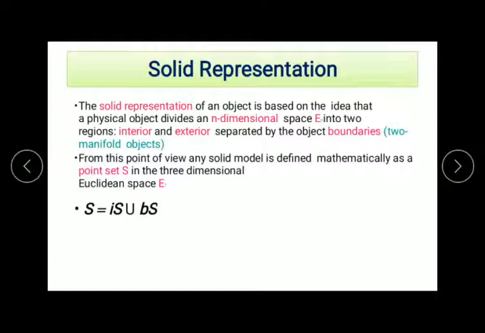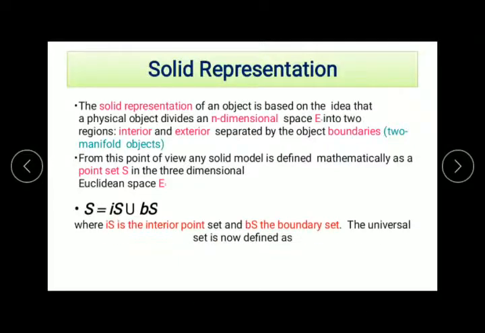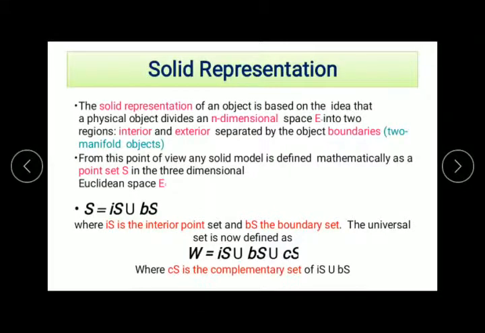That's why S, which is equal to the solid, is equal to IS union BS, where IS is the interior points and BS is the boundary set. But the universal set is represented as IS union BS union CS, where CS is the complementary set of the interior points plus boundary points.